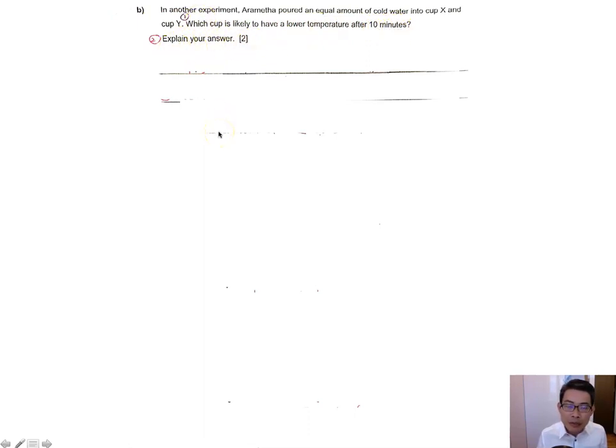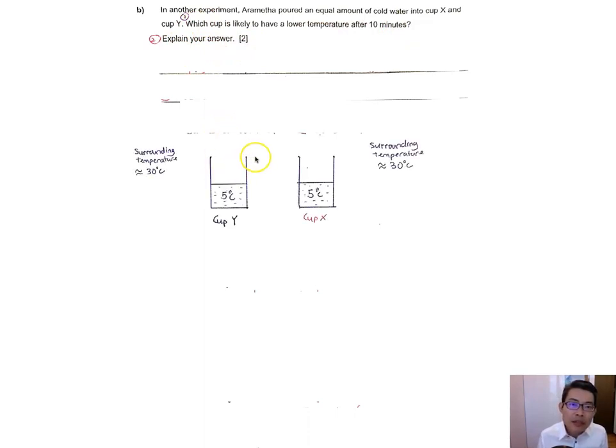So I'm going to draw a diagram. I find diagrams and numbers make things easier for me to understand. So I have a diagram of cup Y and cup X, and the surrounding temperature is around 30 degrees Celsius, same for both. So this means that heat is flowing from the surroundings into the cup, into the hot water, into the cold water. So the cold water in both cups is gaining heat. The containers are gaining heat from the surroundings. So heat's flowing this way, this way, this way, this way, this way, this way, this way, and this way.